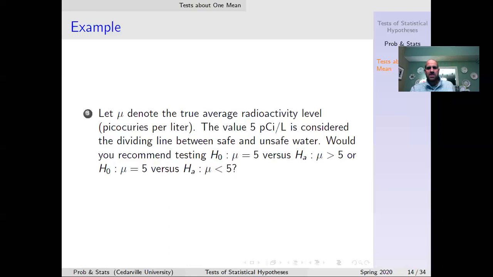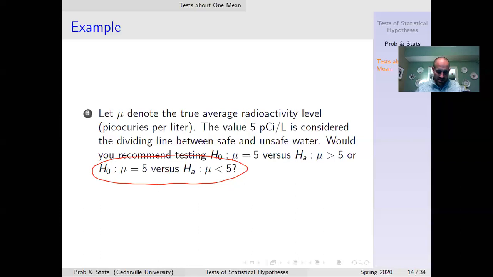That is, we have safe water here. So it seems clear that this is the one we should opt for. That is, we only want to reject the null if it looks like the mean is actually smaller than 5. And so we're going to conclude that the water is safe if we end up getting a sample that's really far below 5.